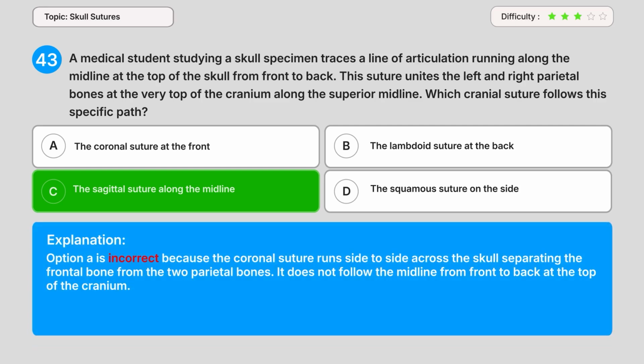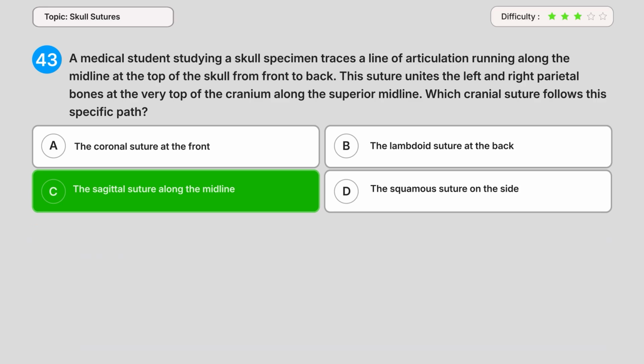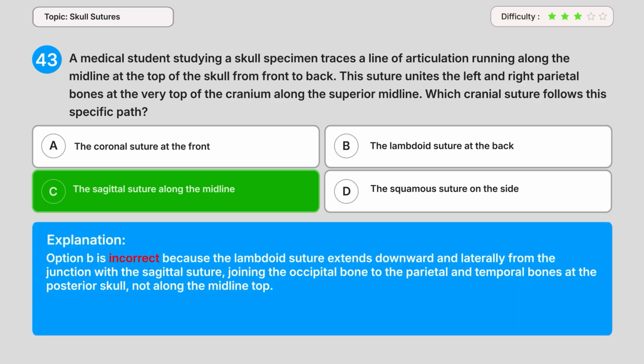Option A is incorrect because the coronal suture runs side to side across the skull, separating the frontal bone from the 2 parietal bones. It does not follow the midline from front to back at the top of the cranium. Option B is incorrect because the lambdoid suture extends downward and laterally from the junction with the sagittal suture, joining the occipital bone to the parietal and temporal bones at the posterior skull, not along the midline top.